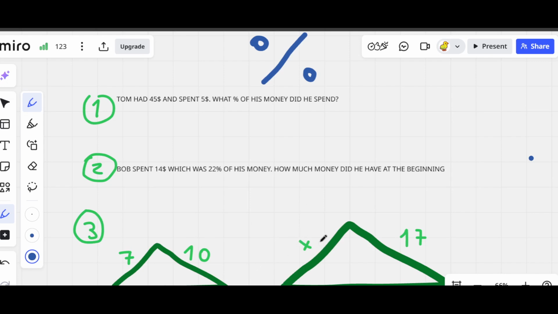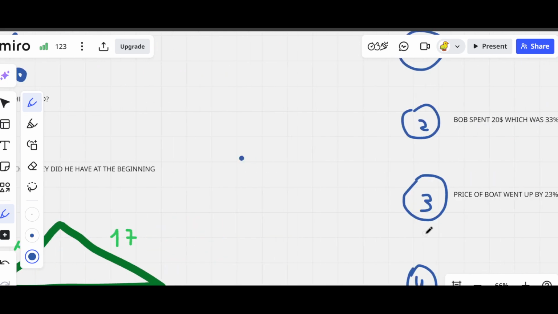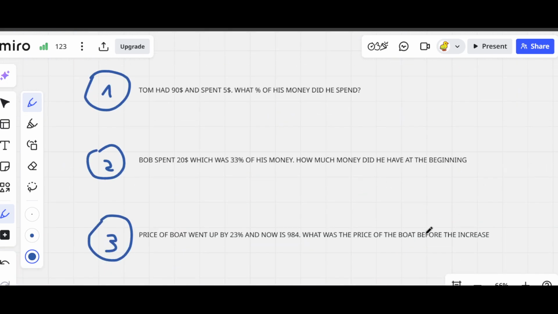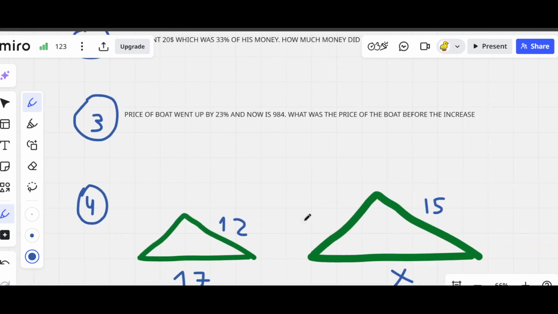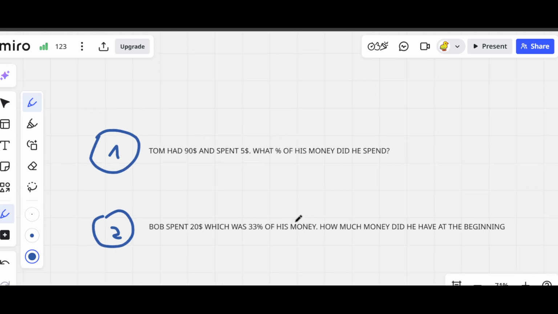In the third question, you need to find x. How much is x? And now I will do 4 similar questions. They are the same as yours, just with different numbers, so you can learn how to do them. So first, we have Tom. He had $90 and spent $5. And what percent of his money did he spend?